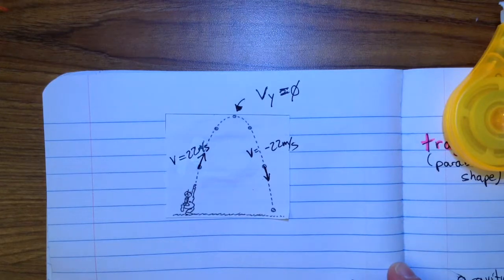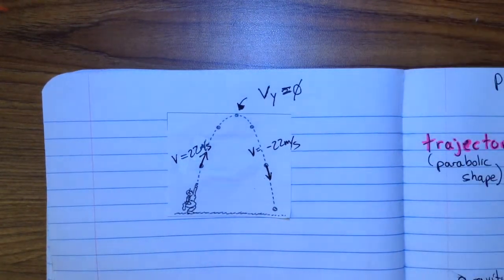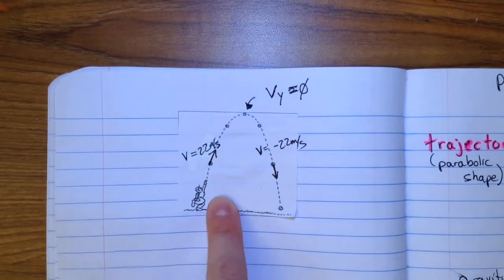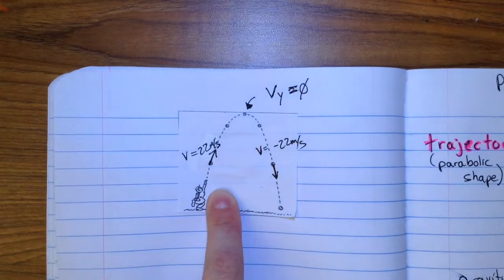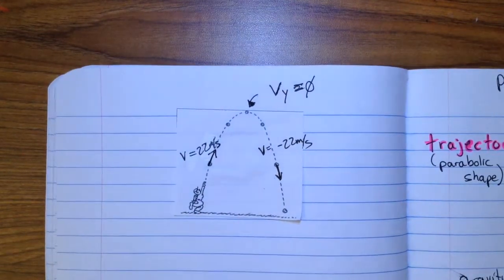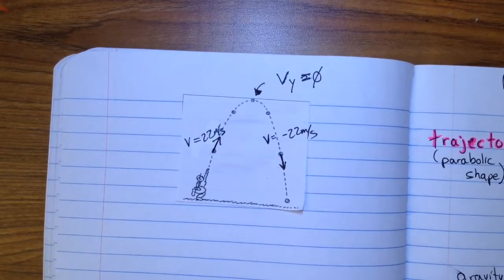Okay? Make sense? All right. Next, besides how hard the person throws that ball, how much strength they put into the throw, what else will determine the shape of the trajectory?